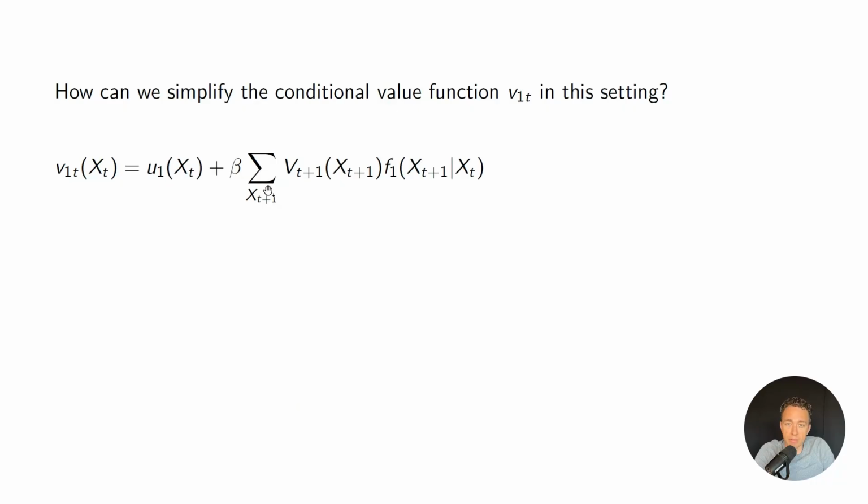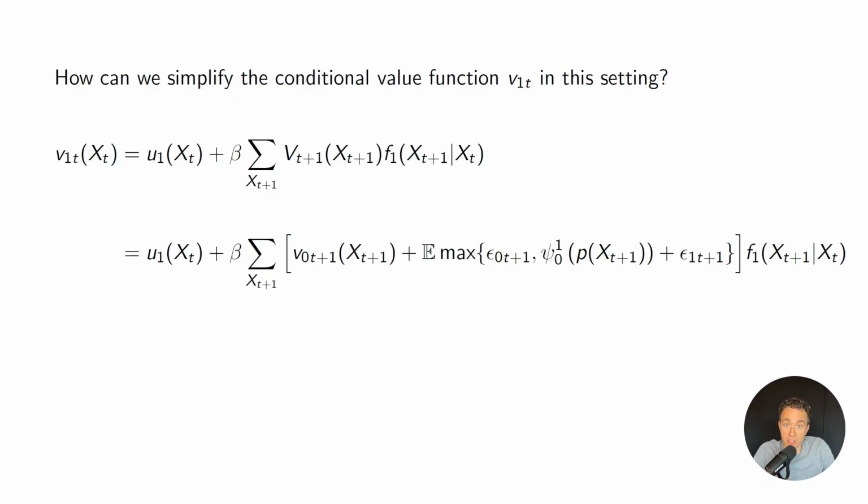And this big V t plus 1, as we talked about in an earlier video in this series, is the Emax over those epsilons. So we have our future value over both the future states and the future epsilons. Using the formula that I just showed you, we can rewrite big V as being equal to little v0 plus the Emax of epsilon 0 and epsilon 1 plus the inverted choice probabilities. Everything else in the formula is the same.